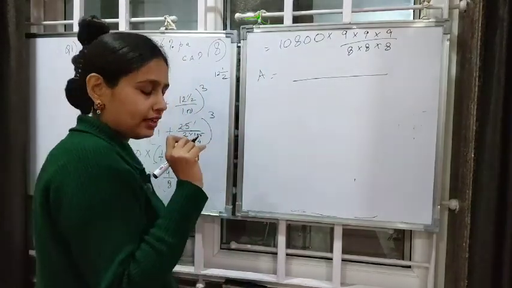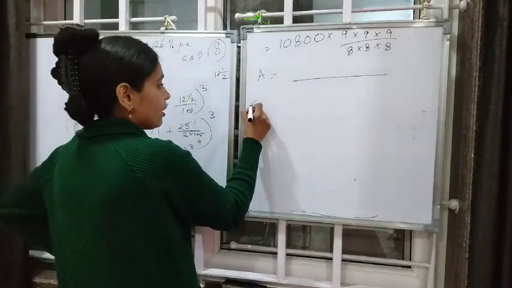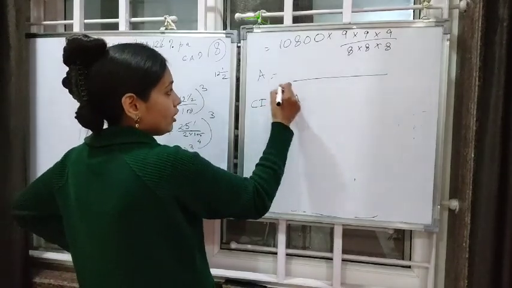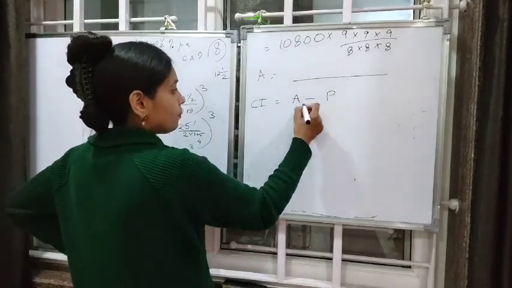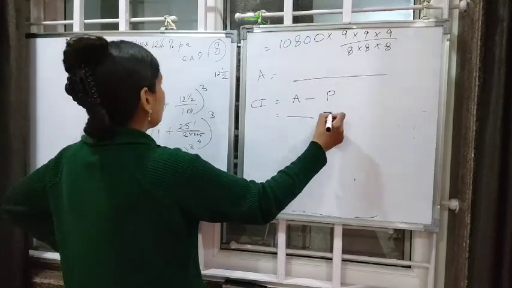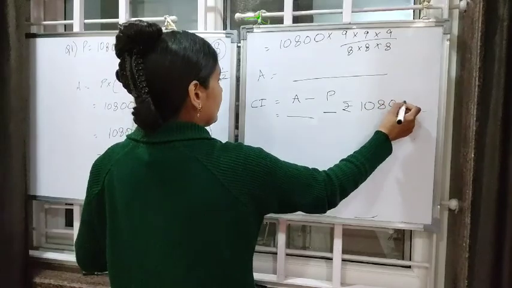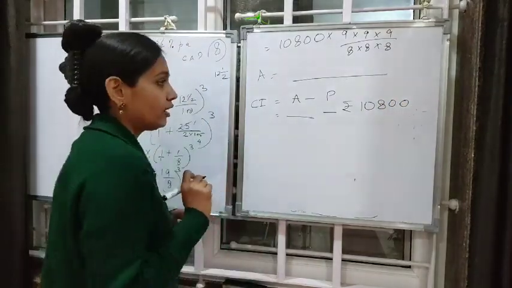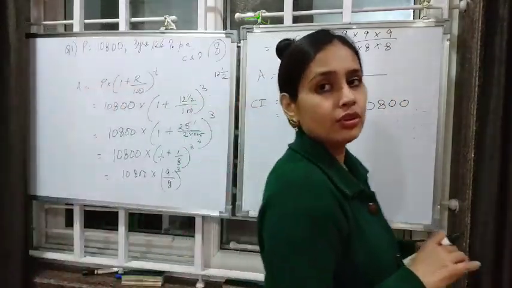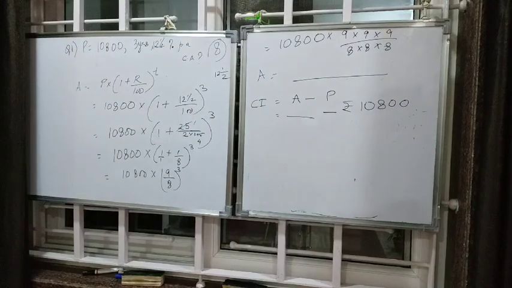Now we have to find the amount also and interest also. So compound interest is equal to this A minus P. So whatever A is there, you will subtract rupees 10,800 from it, okay? And that will give you the answer.